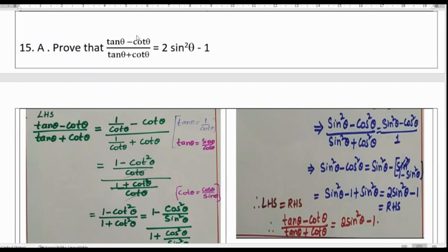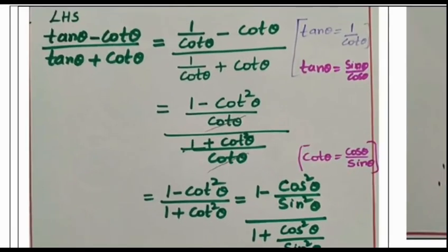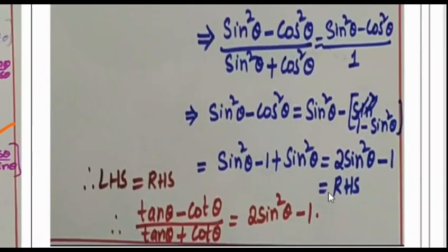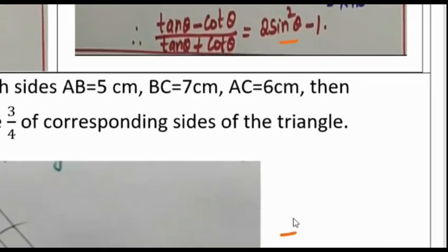15th question. Prove that tan theta minus cot theta by tan theta plus cot theta is equal to 2 sin square theta minus 1. This type of question is important in the board exam, students. Take LHS and take the reciprocals wherever required. Use the identity and prove RHS. Hence, tan theta minus cot theta by tan theta plus cot theta is 2 sin square theta minus 1.